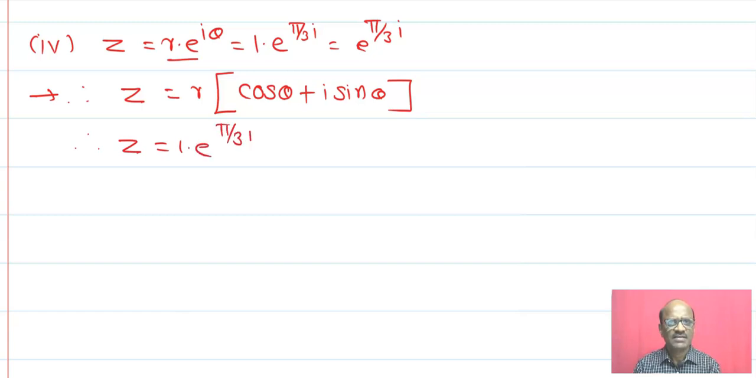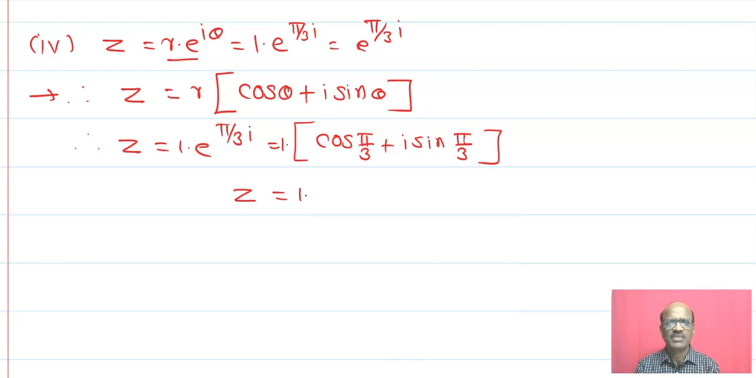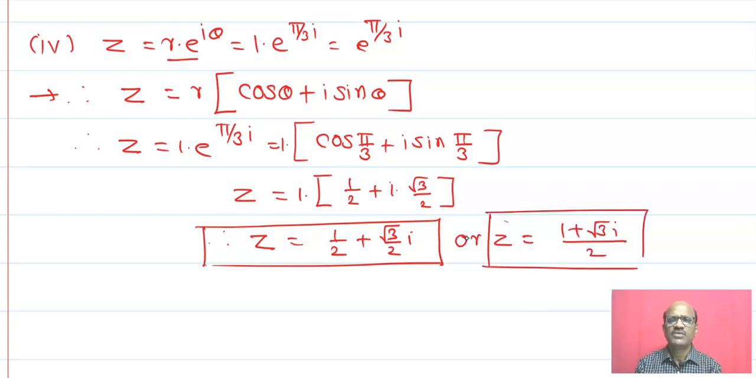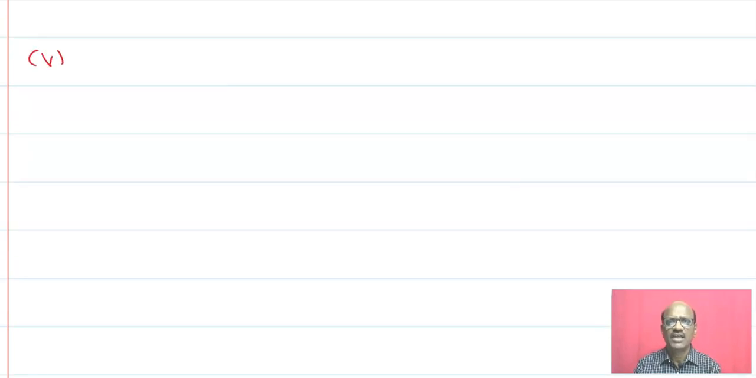Now what is our angle? Our angle is pi by 3. Therefore, the value of r is 1. So cos of pi by 3 plus i times sin of pi by 3, where cos of pi by 3 becomes 1 upon 2 and sin of pi by 3 is root 3 upon 2. The value of r is also 1 here, so z is equal to 1 upon 2 plus root 3 upon 2 i, or we can also write it in this manner: 1 plus root 3 i upon 2.